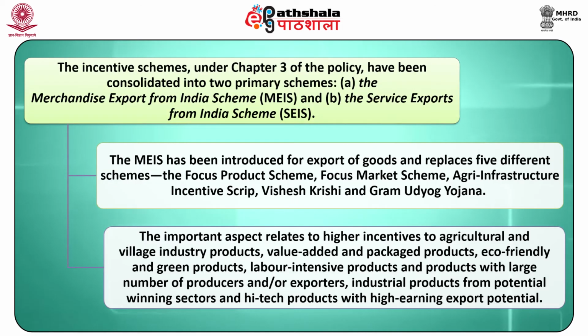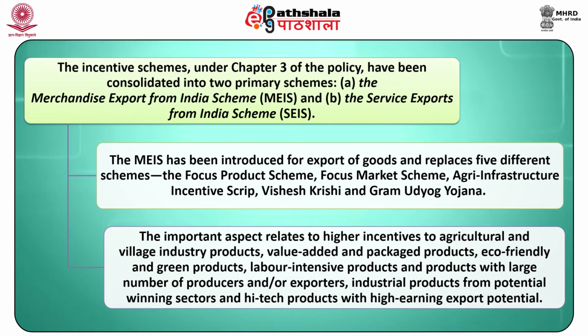Ninth, the incentive schemes under Chapter 3 of the policy have been consolidated into two primary schemes, namely first, the Merchandise Exports from India Scheme, and secondly, the Services Exports from India Scheme. The MEIS has been introduced for export of goods and replaces 5 different schemes: the Focus Product Scheme, Focus Market Scheme, Agri Infrastructure Incentive Scrip, Vishesh Krishi and Gram Udyog Yojana. Under the scheme, notified goods exported to notified markets would be rewarded on realized FOB value of exports. The rate of MEIS ranges from 2% to 5%. There is now no conditionality attached either to the end use or to the transferability of the scrips.